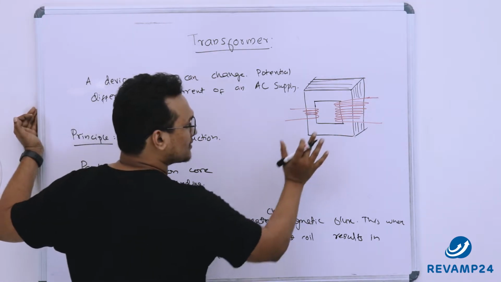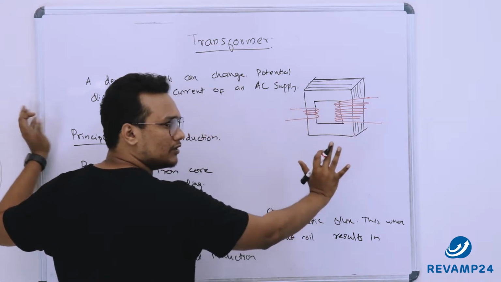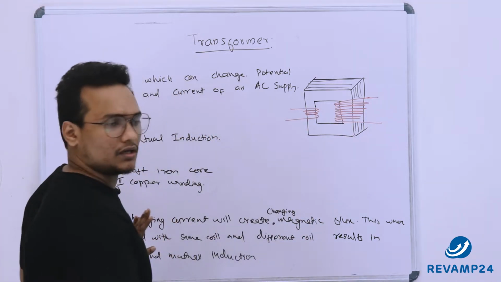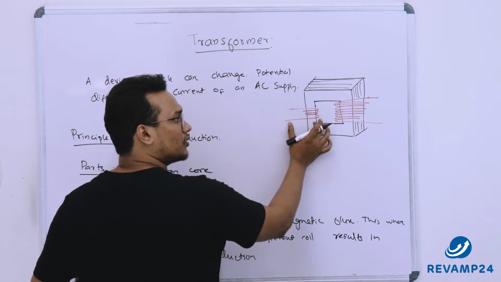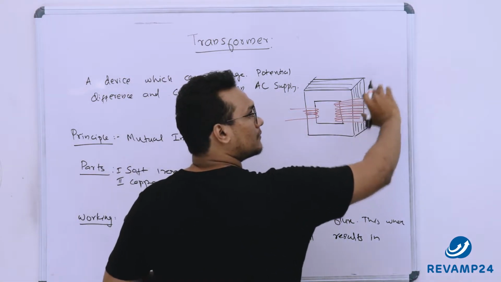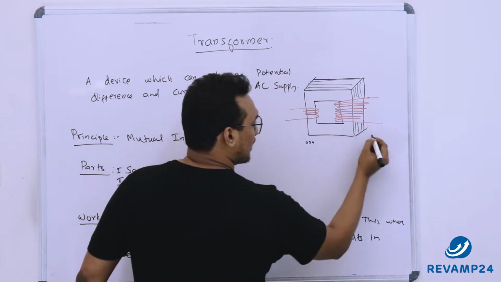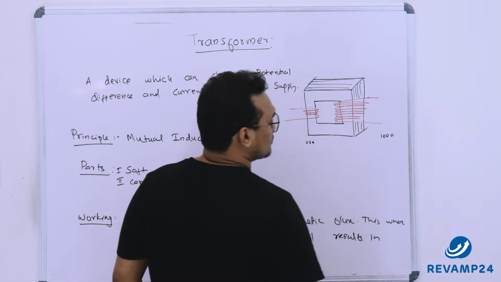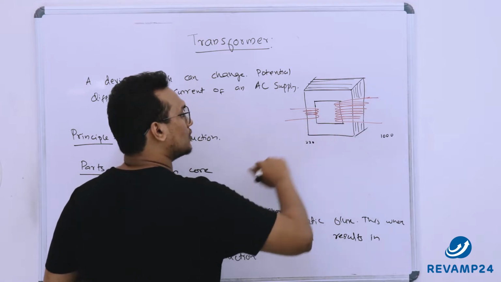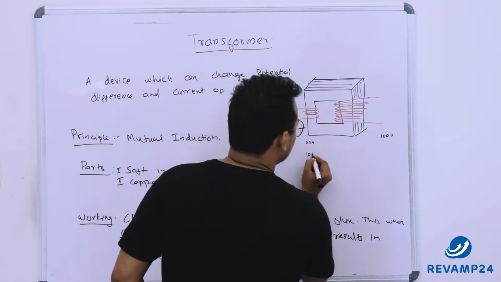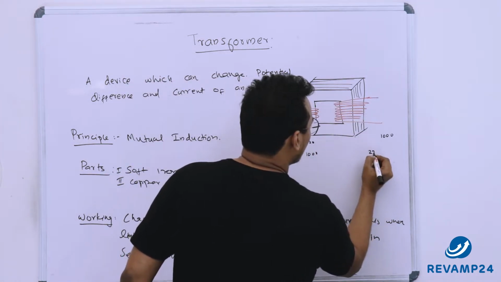One thing is that a transformer can only be used in an AC circuit. When an AC input is given, we can step it up, which means if a 220 volt supply is given, I can make it 1000. And I can also do the reverse process. When 1000 is given, I can step down to 220.